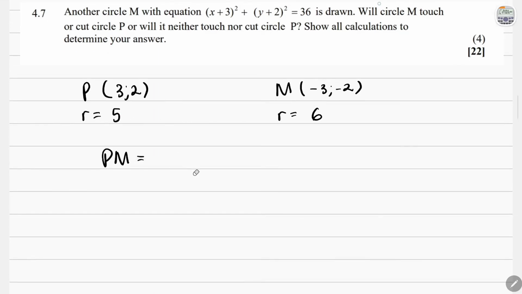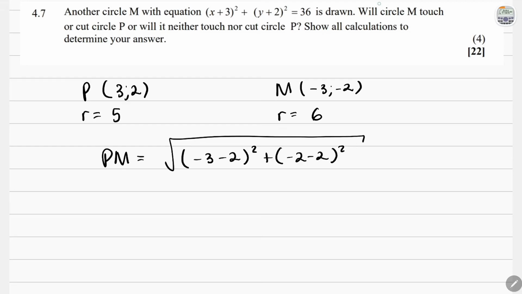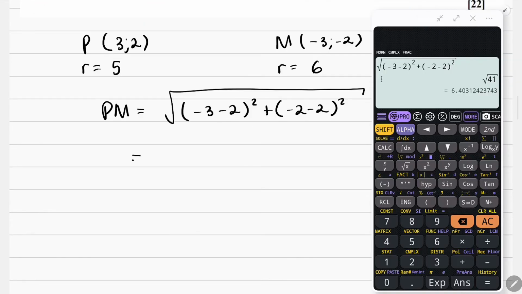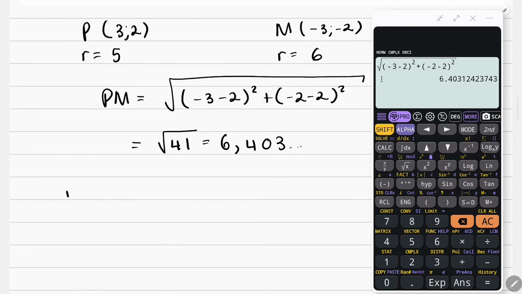Okay, so using the distance formula, we just say the square root of (x2 minus x1) squared plus (y2 minus y1) squared. So I'm just going to say (-3 minus 2) all squared plus (-2 minus 2) all squared. Okay, let's see what we get. And we get the square root of 41. And then you can also just put this in decimal form, so it's 6.403. And we're going to compare this with adding the radii. So take the radius of circle P and add this to the radius of circle M. We get 5 plus 6, which is equal to 11.